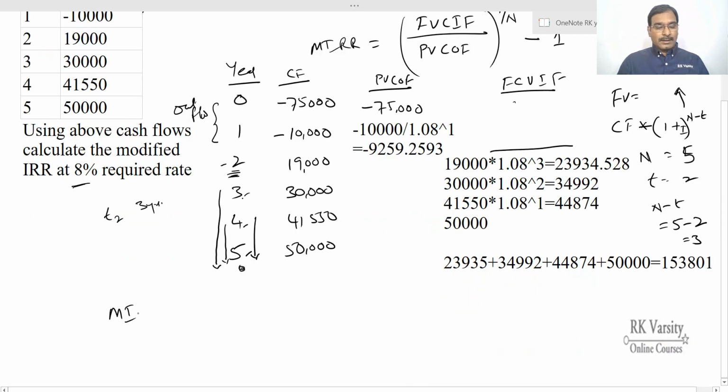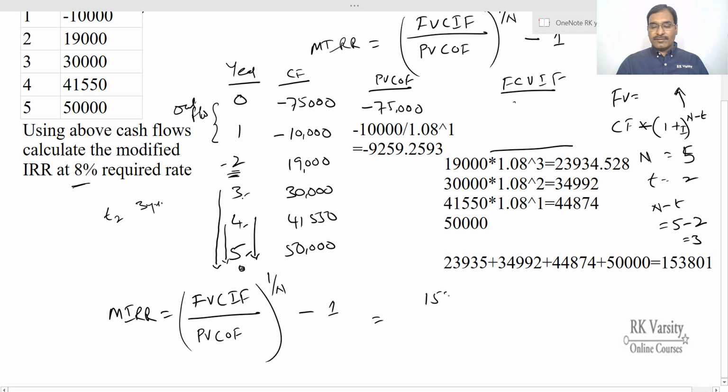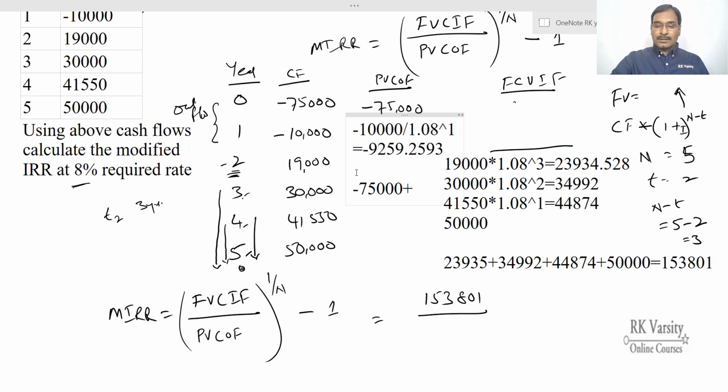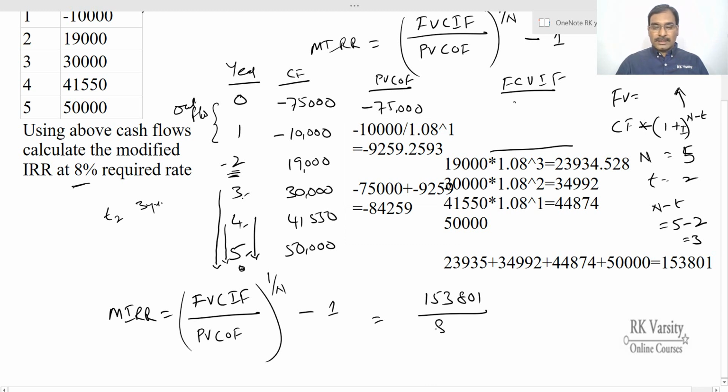So your MIRR equals the future value of cash inflows upon present value of cash outflows, raised to the power of 1 upon n minus 1. Your future value of cash inflows is 153,801 upon minus 75,000 plus minus 9,259. So your present value of cash outflows is 84,259, raised to the power of 1 upon 5 minus 1.